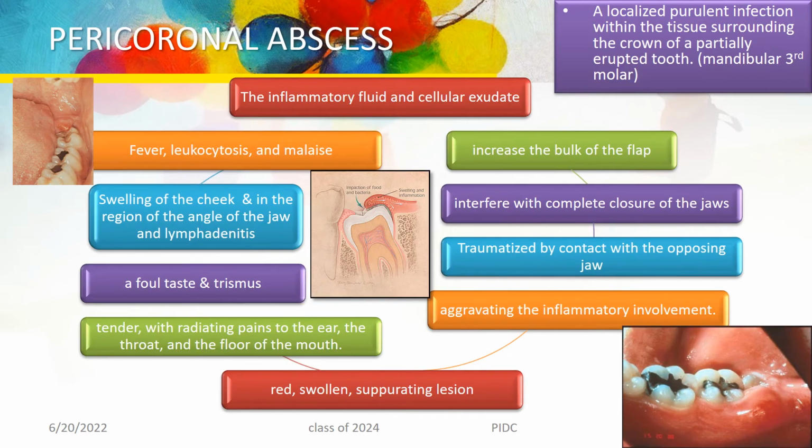Next, coming on to pericoronal abscess. This is a very common condition which we do encounter in the clinics, especially in the age group of around 18 to 25 years. That is the time when the third molar erupts, so you do get problems during that era. A pericoronal abscess is a localized purulent infection within the tissue surrounding the crown of a partially erupted tooth.